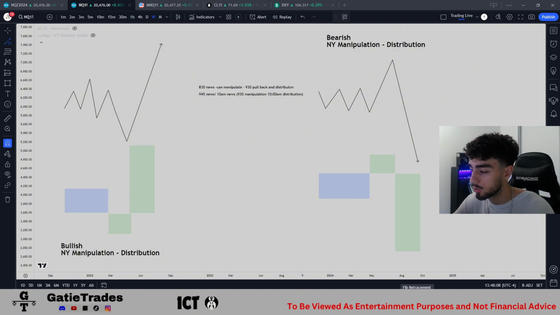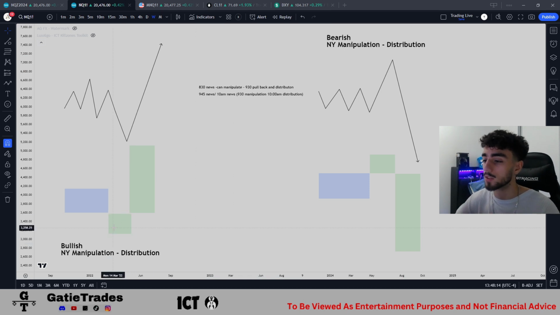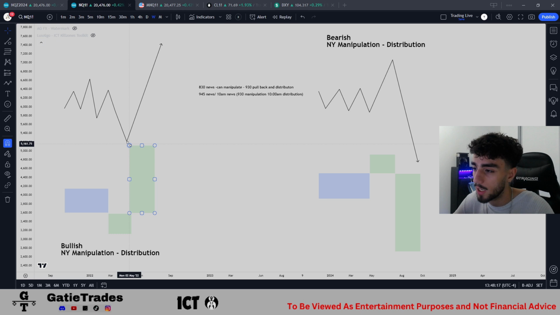But we need to be bullish. That's the key. If you're not bullish, then this is not valid. The bias comes first because your daily profile is going to be wrong. And then very simple. After the manipulation, expected distribution. So it can consolidate, manipulate, and then expand.